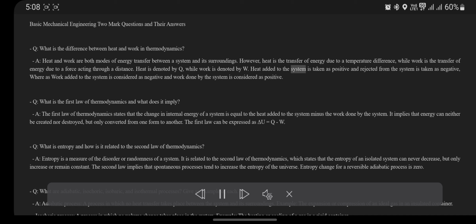Heat added to the system is taken as positive and rejected from the system is taken as negative, whereas work added to the system is considered as negative and work done by the system is considered as positive.